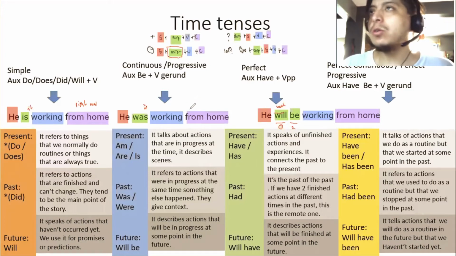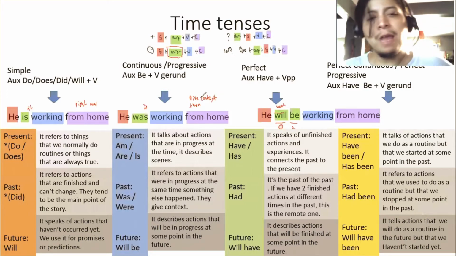The past continuous. You use it to speak about things that were happening then, in that moment, in the past. You use it to give context. Okay, so I'm gonna tell you a story about the other day I found 500 pesos.